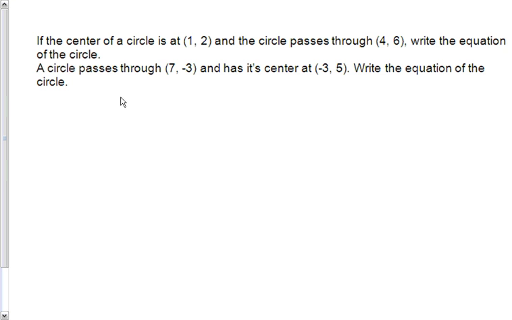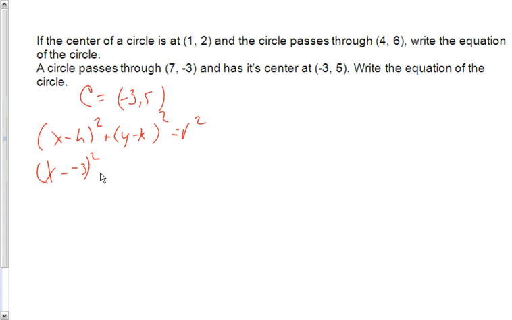A circle passes through (7, -3) and has a center of (-3, 5). What's the equation of the circle? Well, we know the center is (-3, 5), so that'll help us. We're going to use our standard form: x minus h squared plus y minus k squared equals r squared. Well, x minus -3 squared plus y minus 5 squared. So it's really x plus 3 squared plus y minus 5 squared.